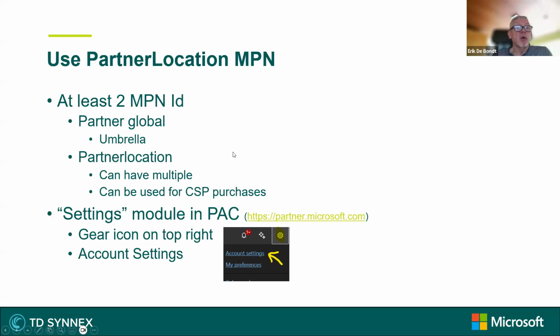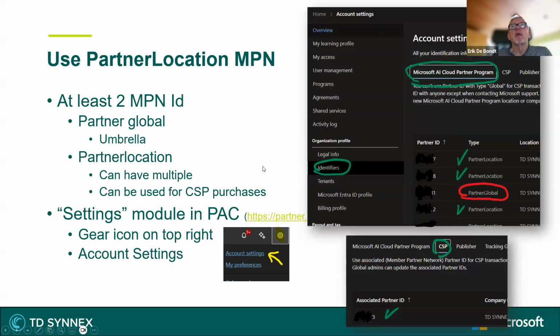So how can you find your MPN? In the Partner Center, click the gear icon and take account settings. There you go to the organization identifiers. In the Microsoft Cloud Partner Program, you see the Partner Global, which is not the one to use. And you see, in our case, multiple partner locations. You should have at least one. Then go to the same identifiers, but select CSP. There you see the one that is to be used in purchases in your Tier 2 program.